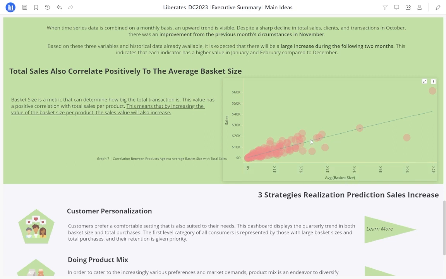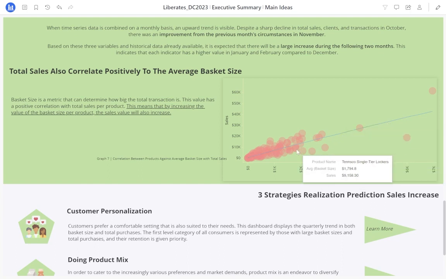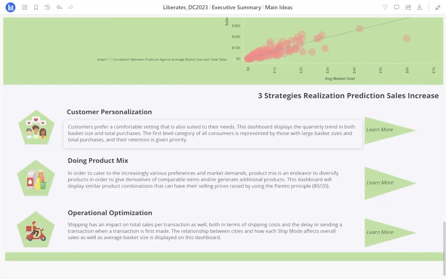This is based on the existence of a positive correlation between the average value of the basket size and the total sales per product. So, if the value of the basket size has decreased, there is a possibility that total sales will decrease later. To anticipate the critical condition, or to realize the predicted increase, a strategy is needed. There are three recommended steps, divided into customer, product, and delivery aspects. These three strategies have their respective dossiers by clicking on the Learn More text. The first will be explored on the customer aspect.